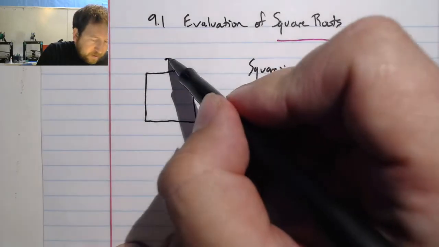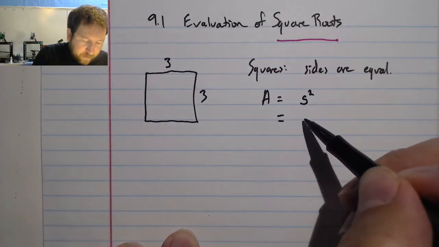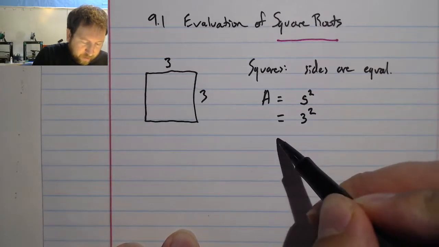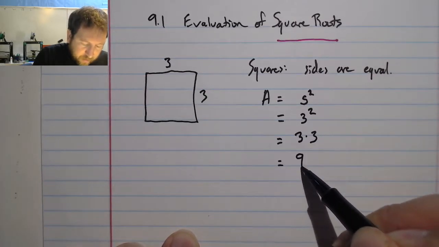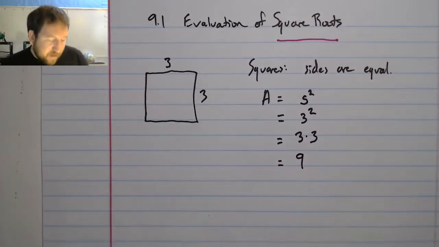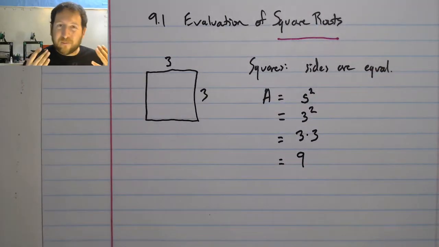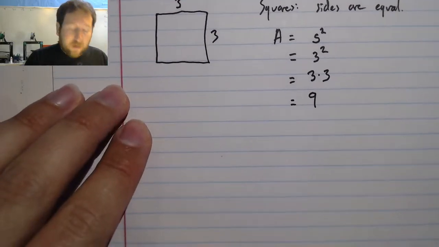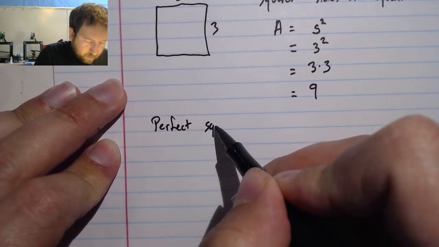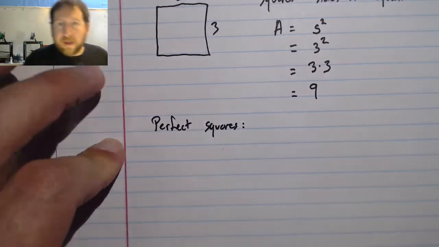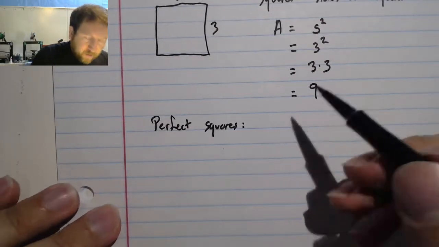So if my side here is 3, that means I know the other side is also 3. And my area is going to be equal to 3 squared, or 3 times 3. And that's going to give me 9. And these numbers, where we can square something and get to them, are called perfect squares. They're really fancy, and we use them a lot in math. It's really important to know them, and I often use them even when I'm doing my math facts. So they're key to know.